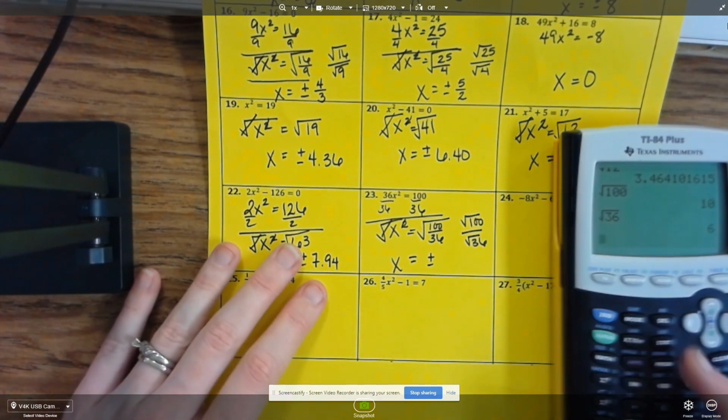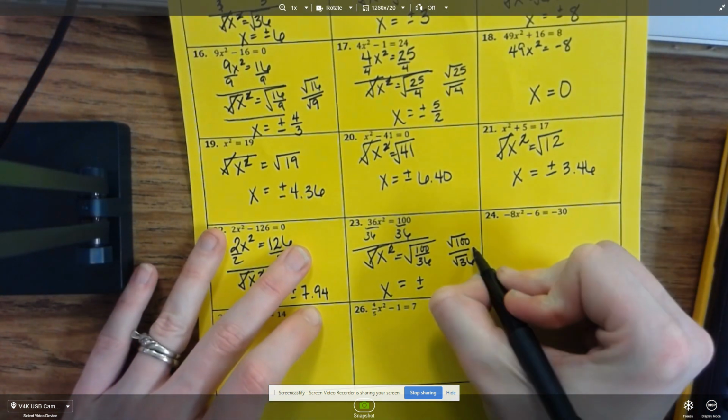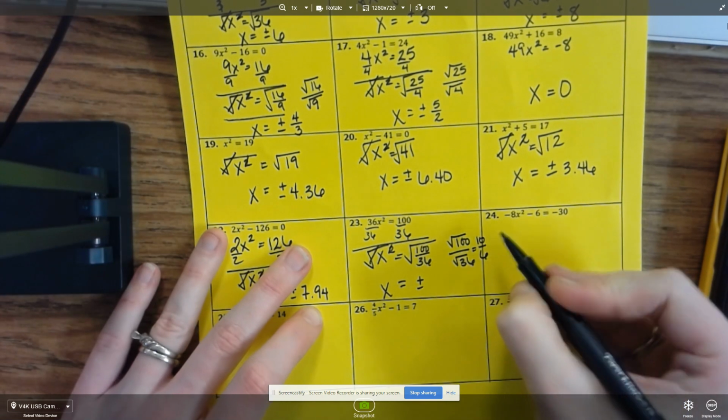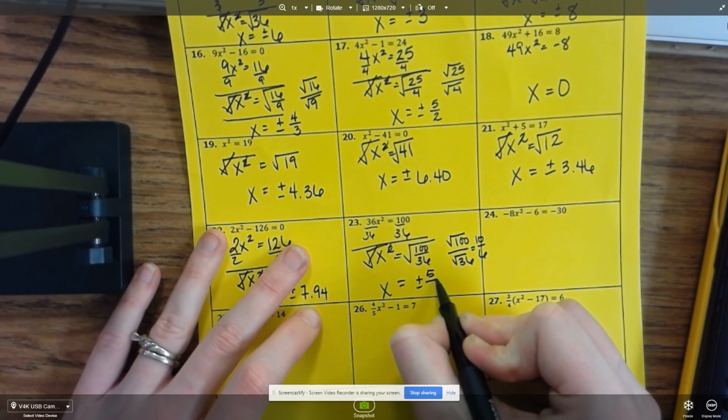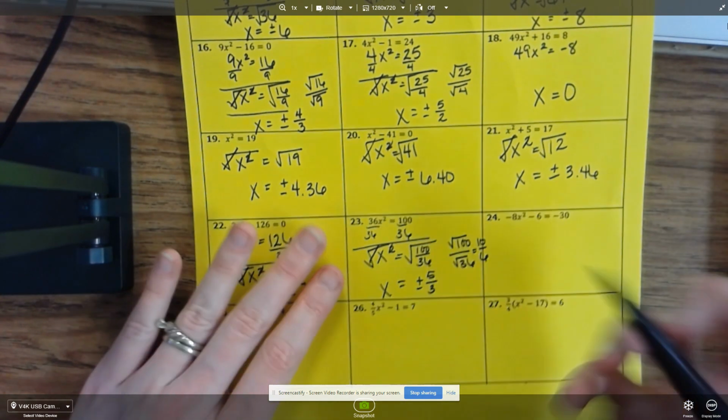Okay, so you get 10 over 6. When you do this, this is going to give you 10 over 6, but you need to simplify, and you can divide the top and the bottom. So it's going to simplify down to 5/3.